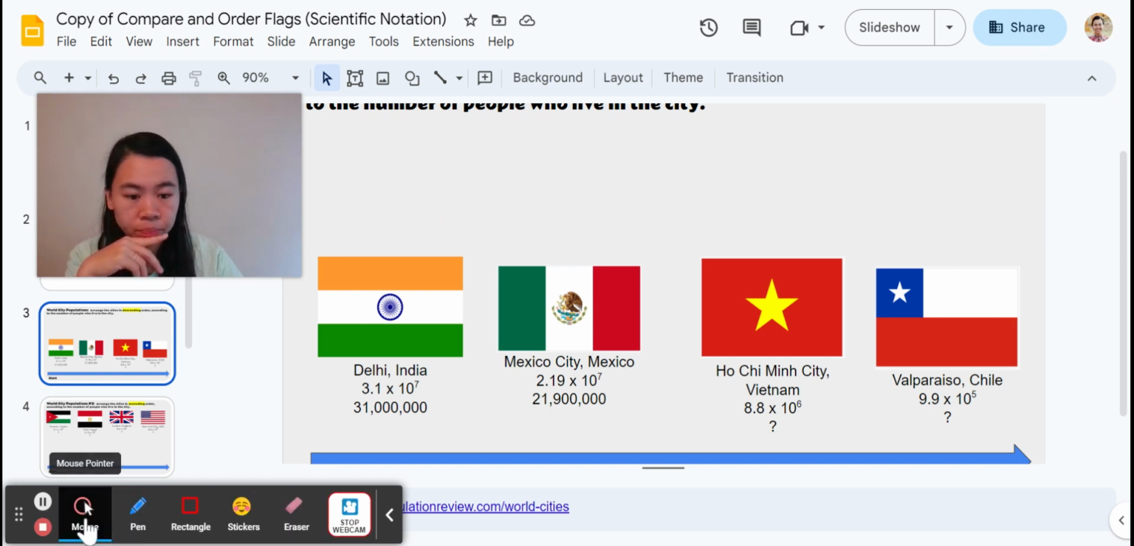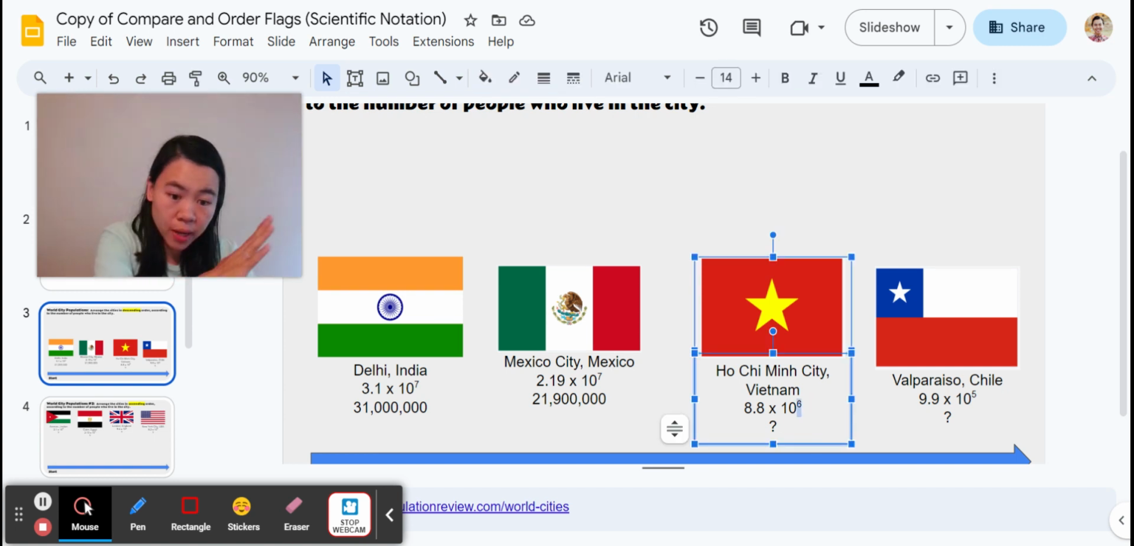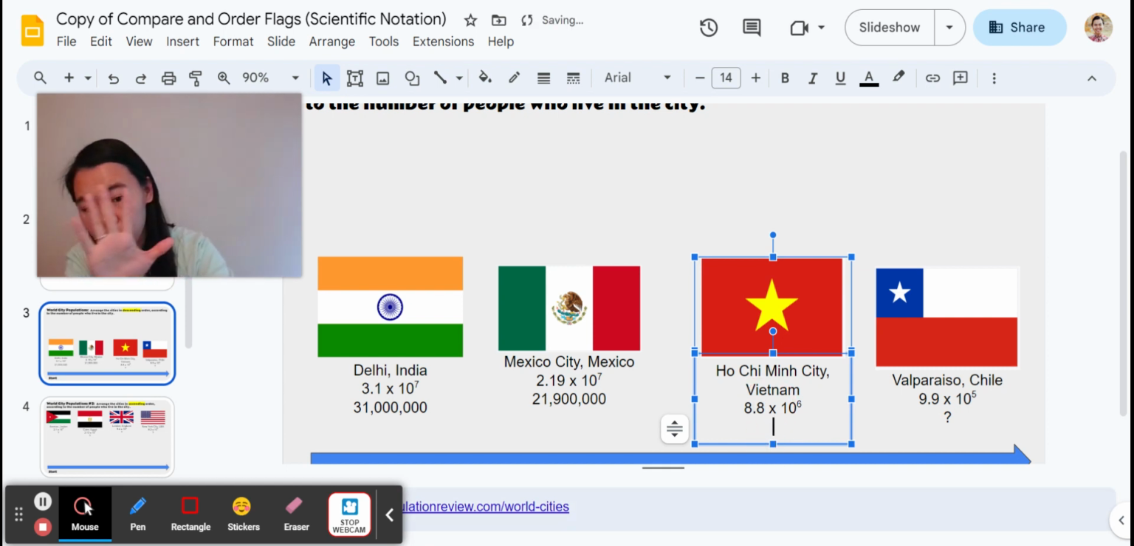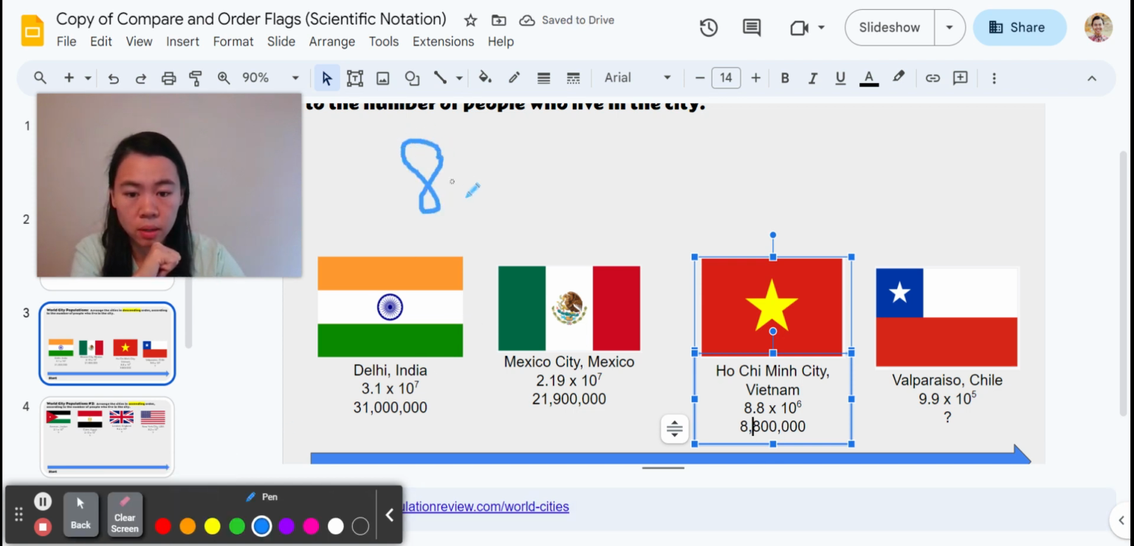Next, we have Vietnam. 8.8 times 10 to the 6. We are moving the decimal place 6 times to the right. We do need to use one of our 6 to get over this 8 right here. So we're only going to have 5 jumps left, 5 zeros. 1, 2, 3, 4, 5. Go back in and put in our commas. If you'd like to write this, 8.8 with 6 jumps. 1, 2, 3, 4, 5, 6.